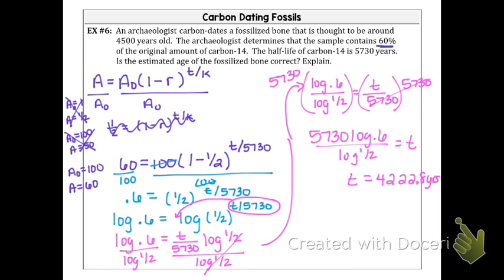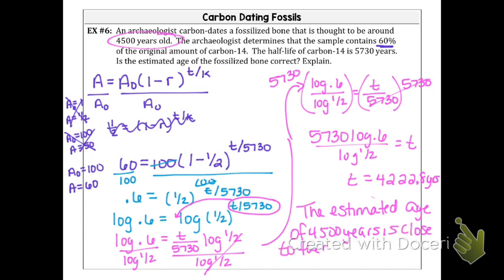The question was, is the estimated age of the fossilized bone correct and explained? They estimated the age to be 4,500 years old. We said it's approximately 4,222.8 years old. Is that a good estimate? I think it is. So the estimated age of 4,500 years is close to the actual age of 4,222.8 years.